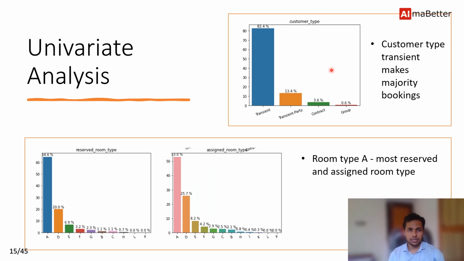Here we can see that the customer type transient makes up the majority of bookings. These are guests who are predominantly on the move and seek short and often urgent hotel stays, like business people who travel during the week. This is crucial information for the hotel as they can tailor their services and promotions to this customer segment. Additionally, we found that room type A is the most reserved and assigned room type. This information can help the hotel make informed decisions when it comes to room allocation and maintenance. So these are some of the important insights that came out from our univariate analysis.